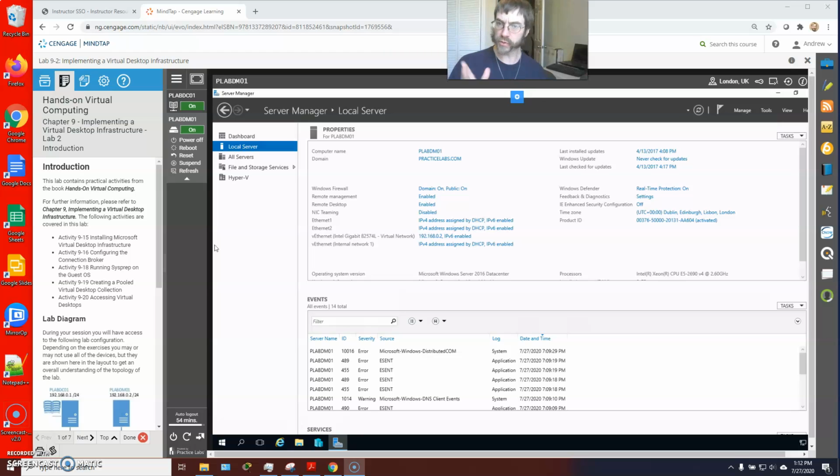So what we're going to do in this lab series, we're going to talk about installing the virtual desktop infrastructure, configuring your connection broker, running sysprep on a guest OS, creating a pool, and accessing those. Now, some of this will be okay, so the sysprep thing, we've talked about that before.